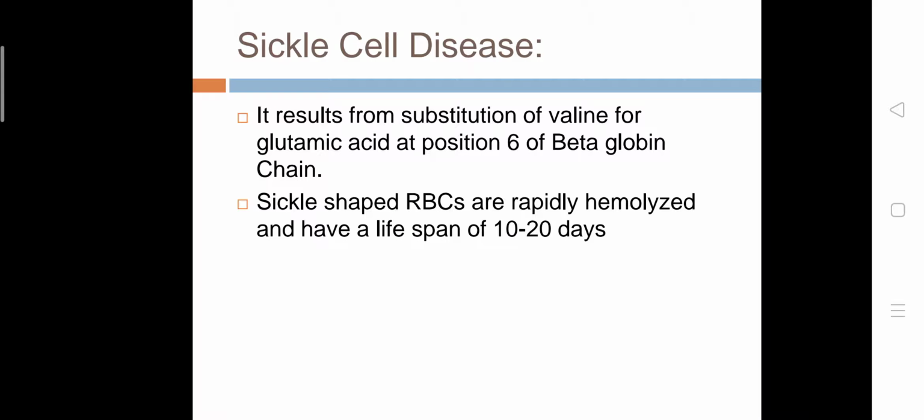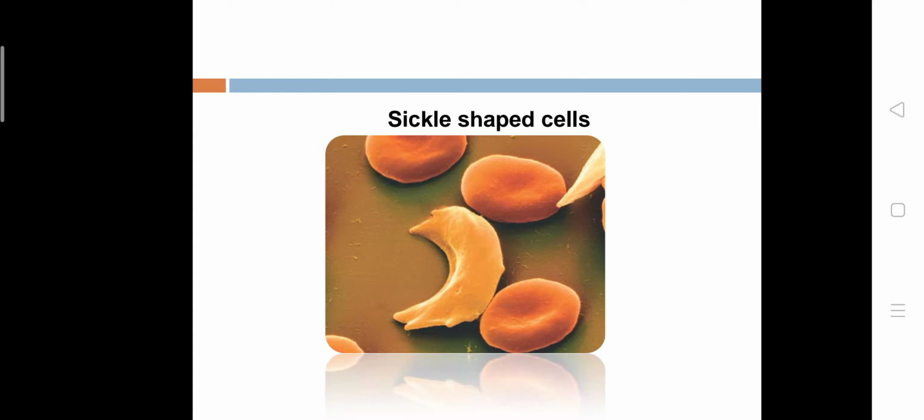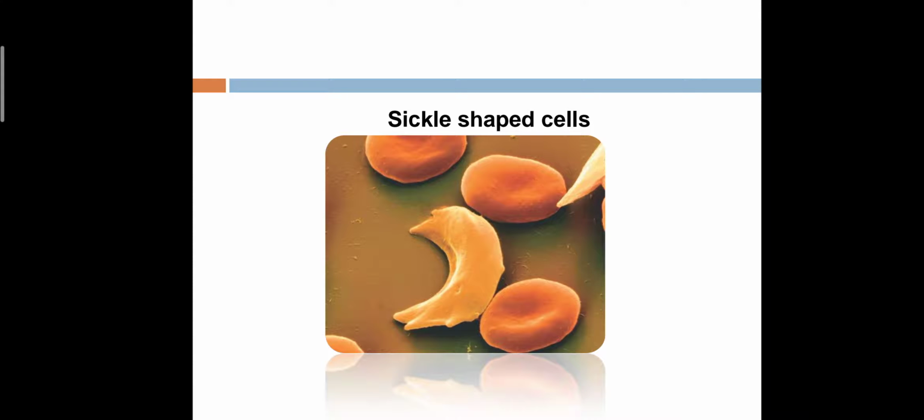The next hemolytic disease is sickle cell disease. It results from substitution of valine for glutamic acid at position 6 of the beta globin chain. Sickle shaped RBCs are rapidly hemolyzed and have a lifespan of 10 to 20 days. In this picture you can see the sickle cell shape. This is our normal RBC, but this one is a sickle shaped cell.